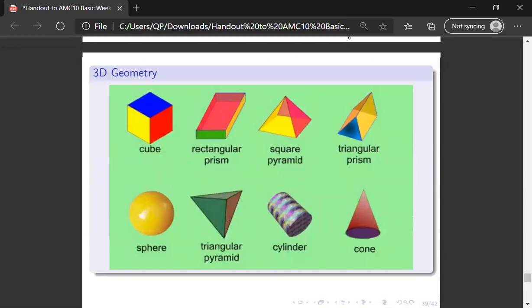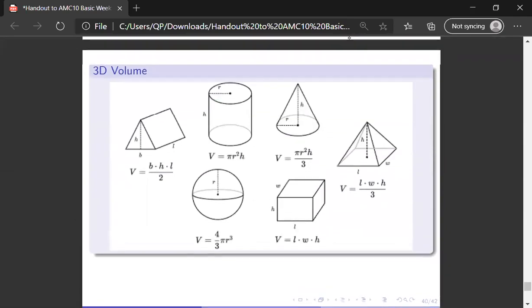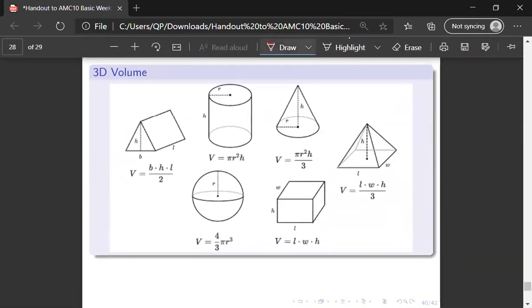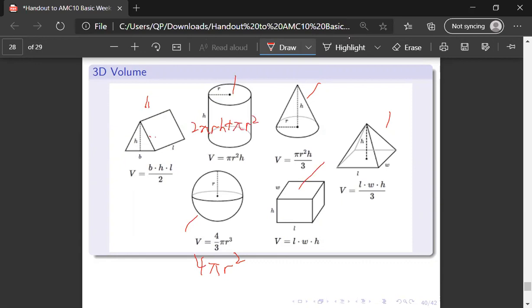So these are the basic shapes of 3D geometry. And these are the volumes for a triangular pyramid, cylinder, cone, square pyramid, rectangular prism, and sphere. And the surface area of a sphere is 4 pi r squared. This one you should know. This one is 2 pi r h plus 2 pi r squared.